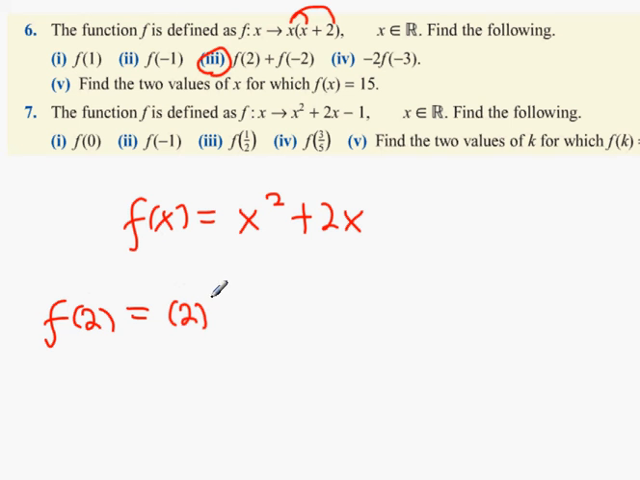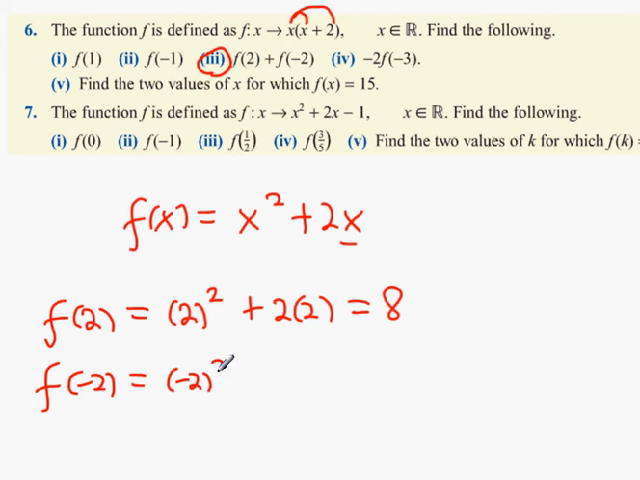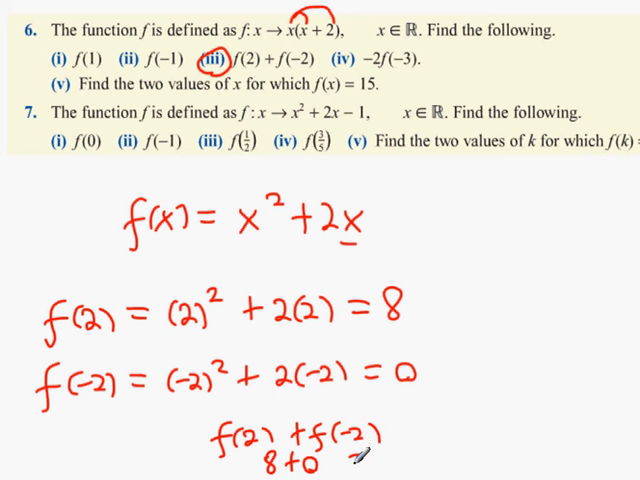2 squared, yeah. Plus 2x, 2. Yeah. And you're going to get 8. F of minus 2, lads. Minus 2 squared plus. And you're going to get a 0 when you put it into the calculator. Then, what does it want you to do with both answers? So I want you to add both answers together. And when you add both answers together, 8 plus 0 gives you 8.